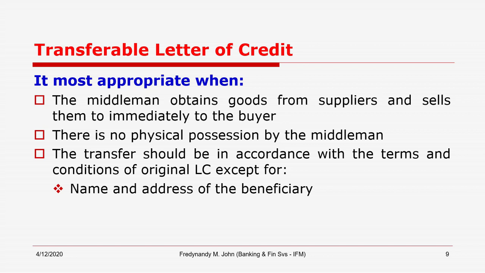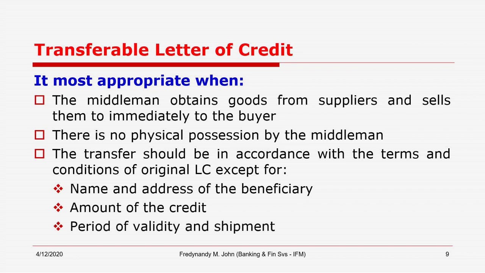So the transfer should be in accordance with the terms and conditions of the original letter of credit, except for the name and address of the beneficiary and the amount of the credit. Remember, I have already mentioned that this type of letter of credit transfers a certain amount to someone else, and therefore this letter of credit will split the amount in question according to the agreement. And even though it is the applicant who will apply for this letter of credit, actually he will get some directives from this middleman. And again, the validity of the shipment and the validity period of the letter of credit will not be the same as the original letter of credit.